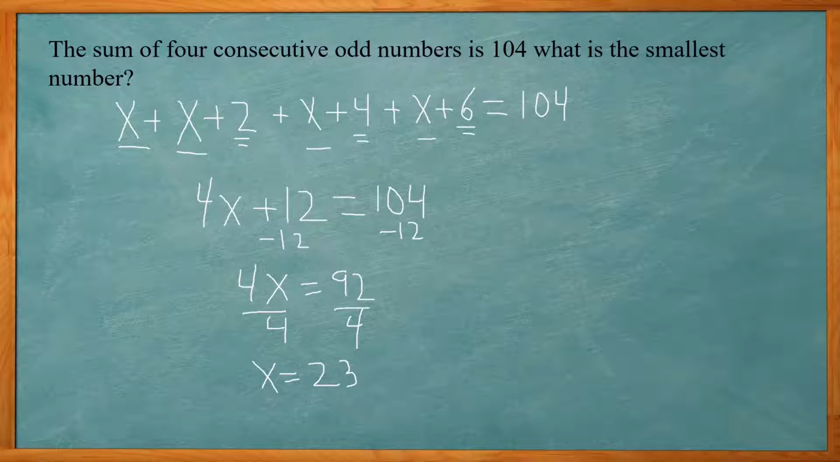So again, the x is 23, so that's our first number. 23 plus 2 is 25. And 23 plus 4 is 27. And 23 plus 6 is 29. So the smallest of our 4 consecutive odd numbers is 23.